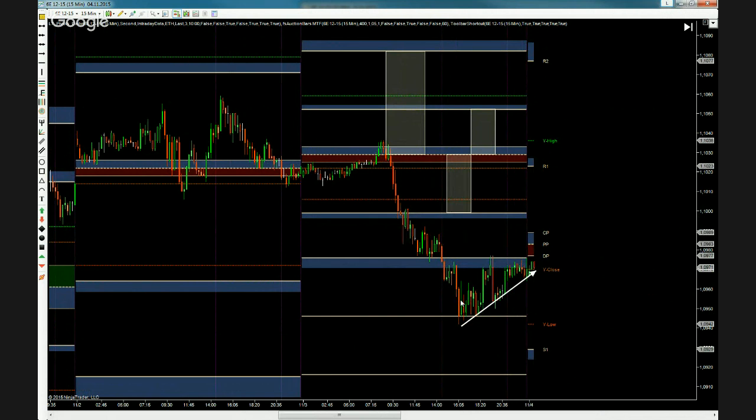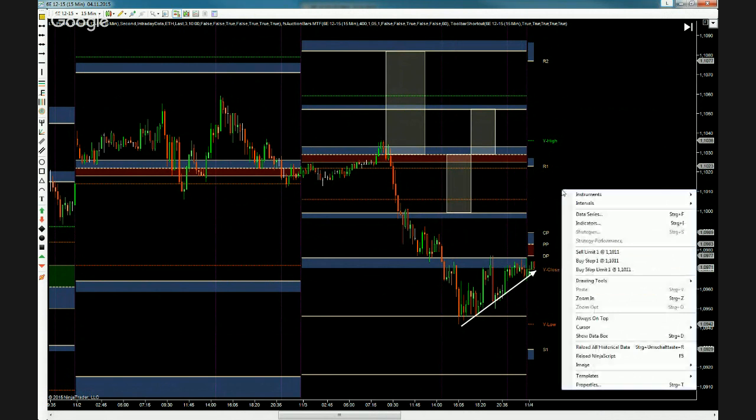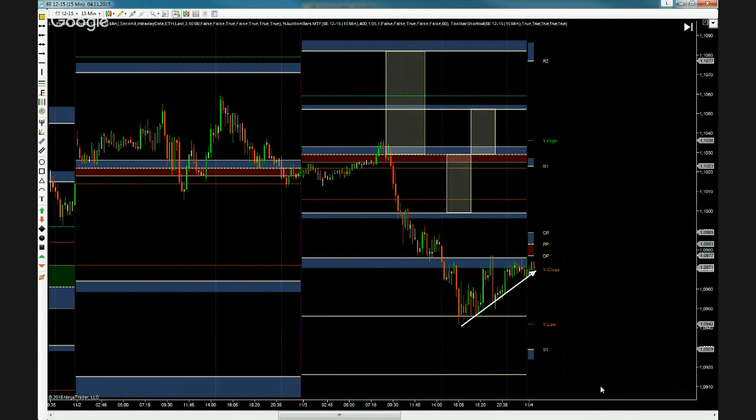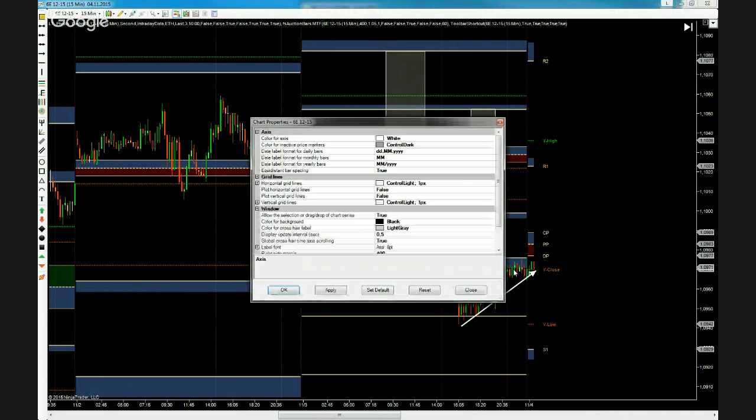And when you do that, you also want to increase your right side margin here to about 400, and you do that by going into properties here, and then you choose 400 on right margin. So we'll find that in here.